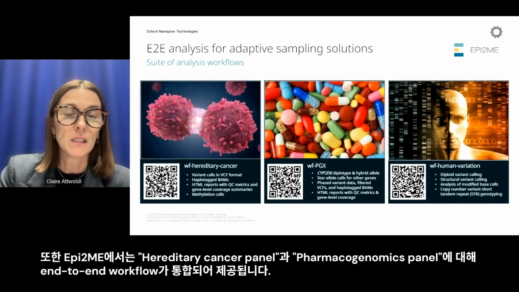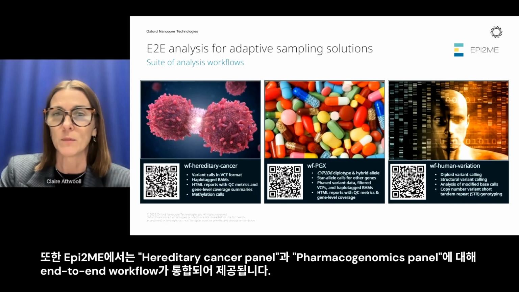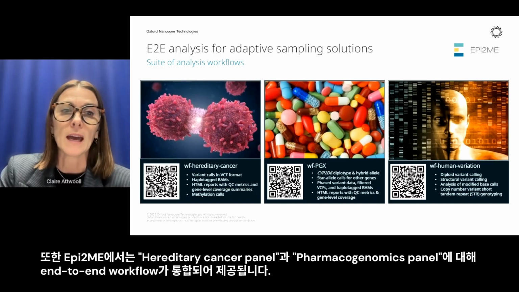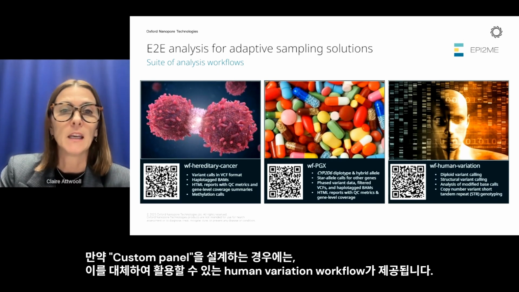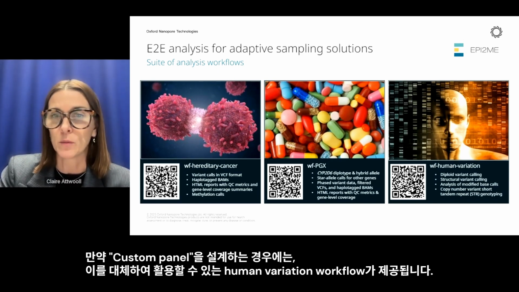And then for Epitome, so for the hereditary cancer panel and for our pharmacogenomics panel that I'm going to talk about now, we have end-to-end workflows built into the Epitome platform. If you make a custom panel, then we have a human variation workflow that you can use instead.